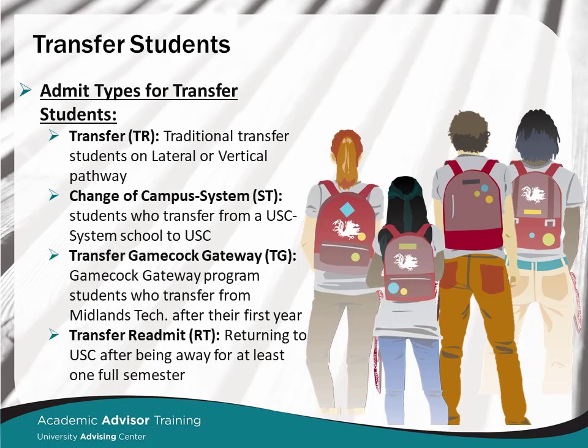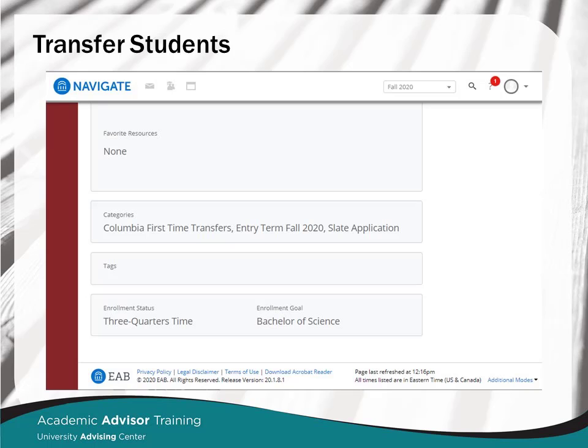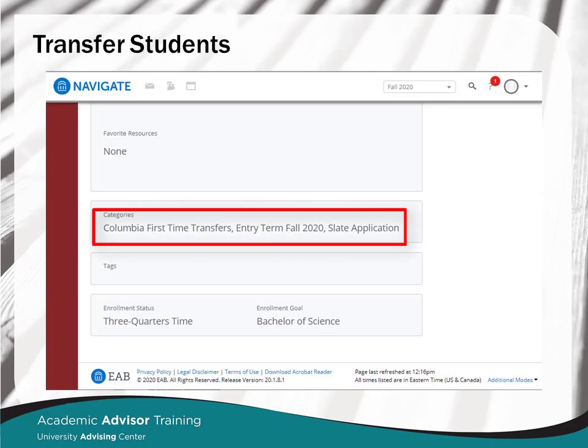Students who are returning to U of SC after being away for at least one full semester and having taken classes at another institution. Advisors are able to see students' admit types in university student information systems. In Self-Service Carolina, the admit type is found on the main student profile page. In EAB Navigate, information about the student's transfer status is found on the student profile page in the Categories section.